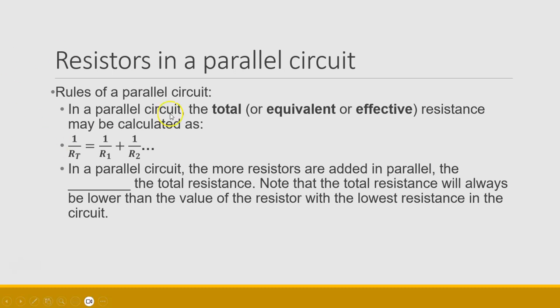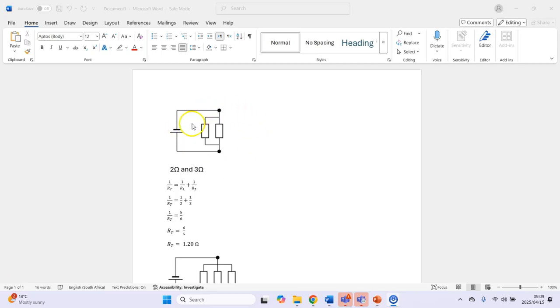The implication of this formula is that every time we add another resistor in parallel, we end up getting a final answer that is a lower value. So that means that in a parallel circuit, the more resistors are added in parallel, the lower the total resistance. Also note that the total resistance will always be a lower value than the value of the resistor with the lowest resistance in the circuit. Let's take a look at an example that demonstrates this.